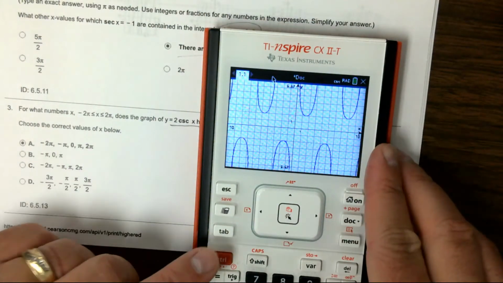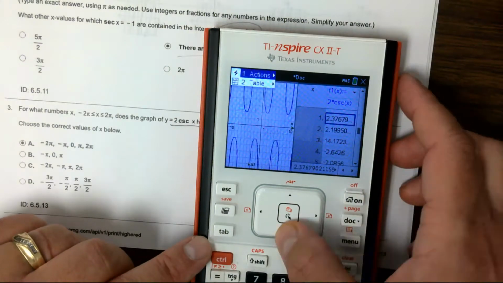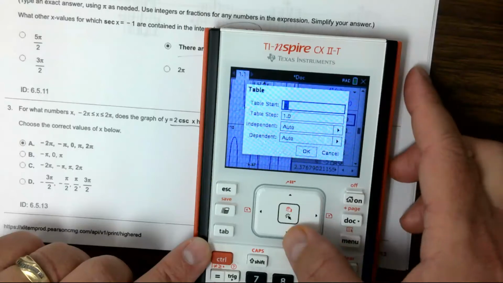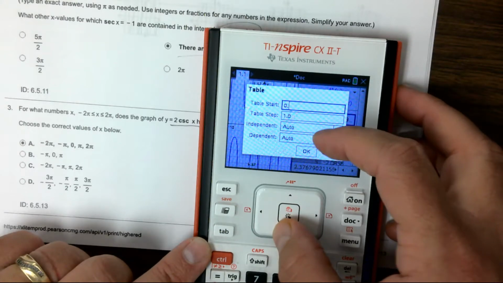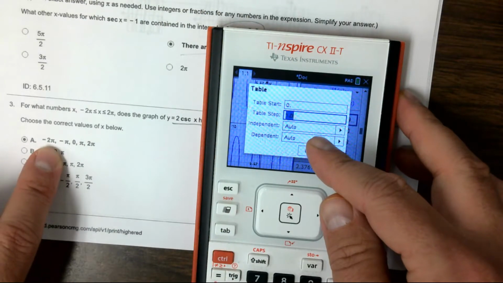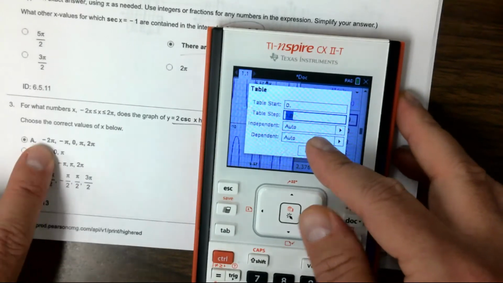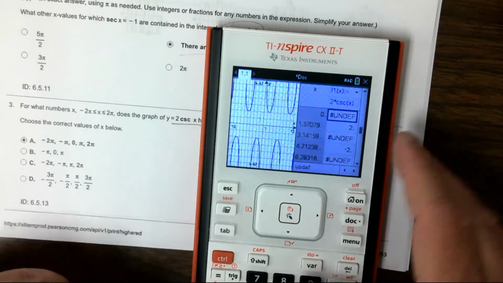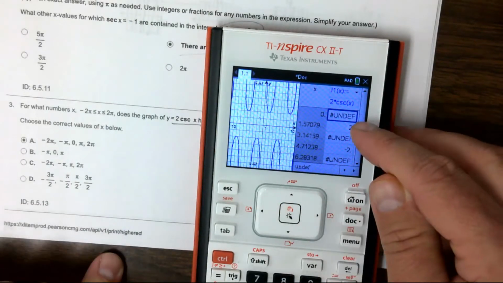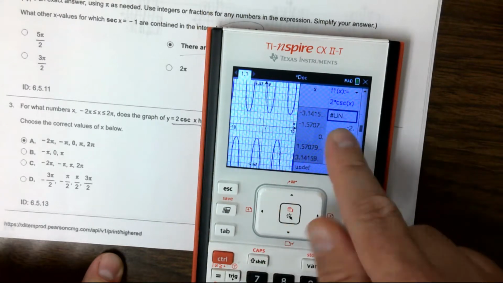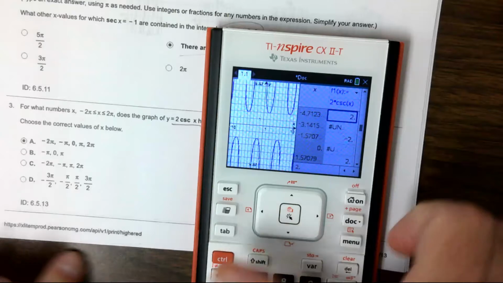So Control T, set your table settings, start your table at 0. And if you're guessing on these, then, well, I'd probably put pi halves. And you could see it happens at 0, at pi, at 2 pi. If you go backwards, at -pi, and so forth. So anyway, that's pretty straightforward.